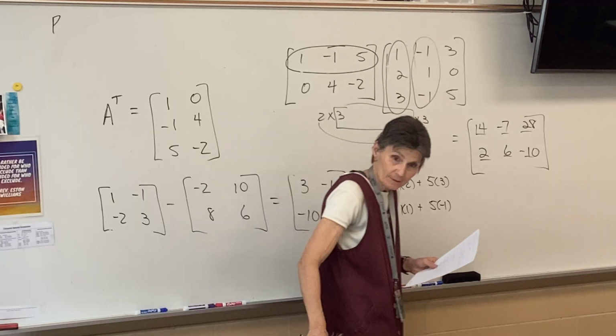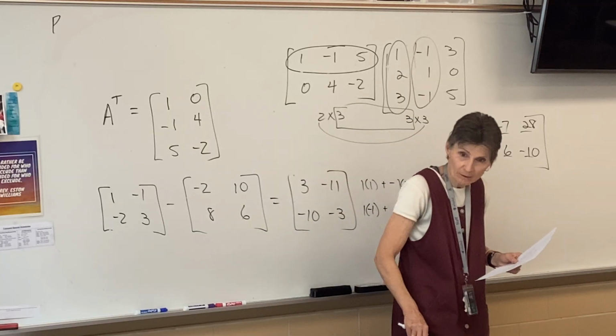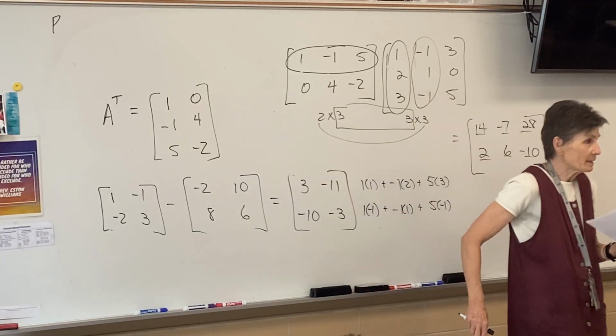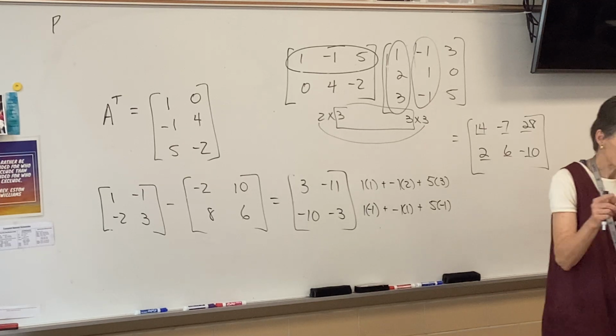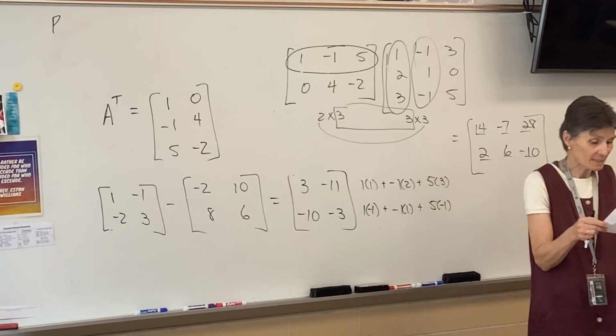Determinant of A. Next problem. Here we go. We're almost done. The determinant of A. You can't, it's not square. The only things you can find a determinant of are squares. Determinants and inverses have to be square. So determinant of A cannot be done.